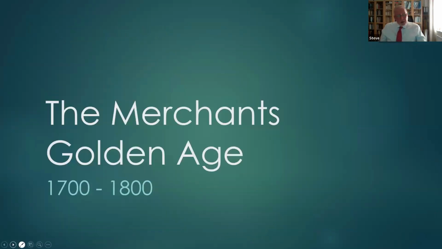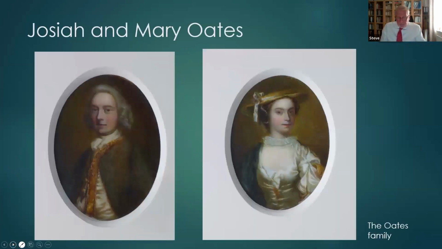And so it becomes the merchant's golden age, 1700 to 1800. Now, one of the most important buildings in the area was Allerton Hall, which had been the property eventually of the Hitchingman family. But in 1730, this had been taken down. And in 1755, Josiah Oates and his wife purchased what was left of the house and built a brand new one on the site.